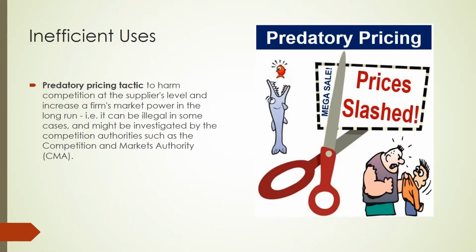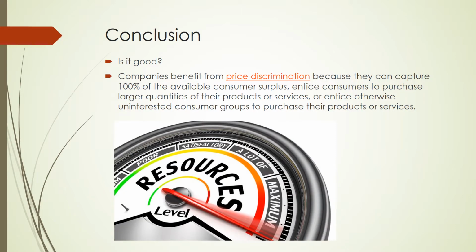Further inefficient uses include predatory pricing tactics. This is used to harm competition at the suppliers level and increase a firm's market power in the long run. It can be illegal in some cases and might be investigated by competition authorities such as the Competition and Markets Authority (CMA). In conclusion, companies benefit from price discrimination because they can capture 100% of the available consumer surplus, entice customers to purchase larger quantities of their product or services, or entice otherwise uninterested consumer groups.